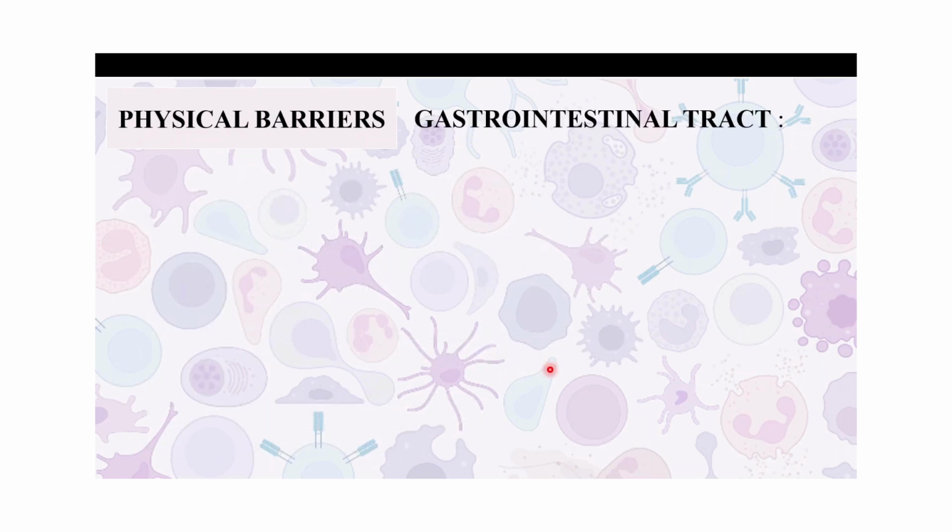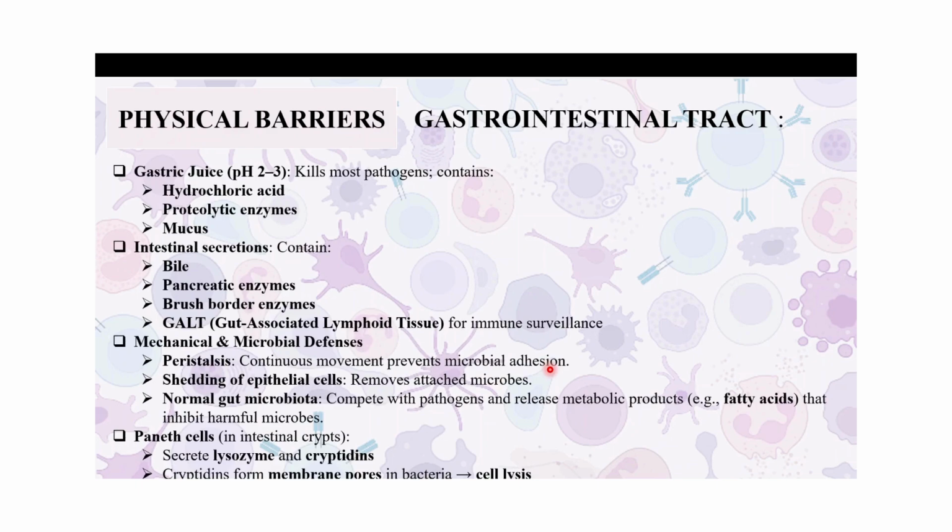Now the next will be the gastrointestinal tract. The GI tract is a hostile place for microbes. Why? Because it is acidic in nature. It is acidic because of the presence of gastric juice, which contains hydrochloric acid, different proteolytic enzymes, as well as mucus. Inside the mucus, as I have already said, there are secretions of lysozyme, lactoferrin, different peroxidase enzymes. So ultimately, it kills most of the pathogens.